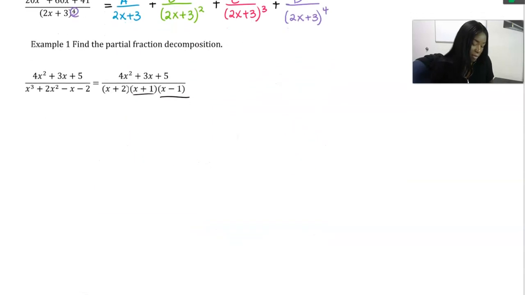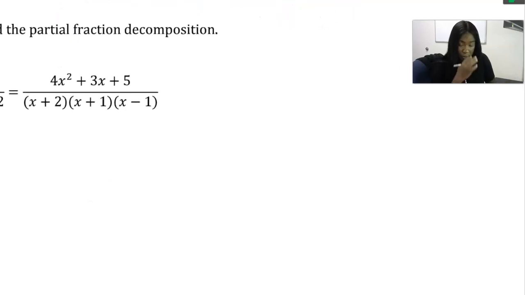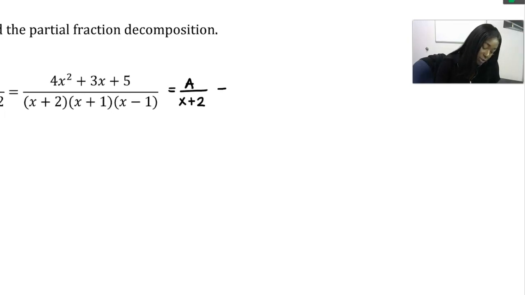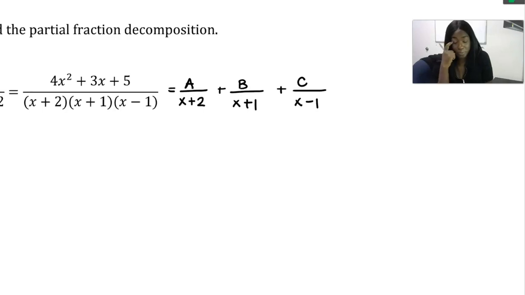So when we look at that denominator, we see linear factors. Everything is now showing up with an exponent of 1, and none of them are repeated, right? So we don't have any squareds going on any of these factors. So the x plus 2 gets its own term. We will have an a over x plus 2. The x plus 1 gets its own term. We will have a b over x plus 1. And the x minus 1 gets its own term. We will have a c over x minus 1.